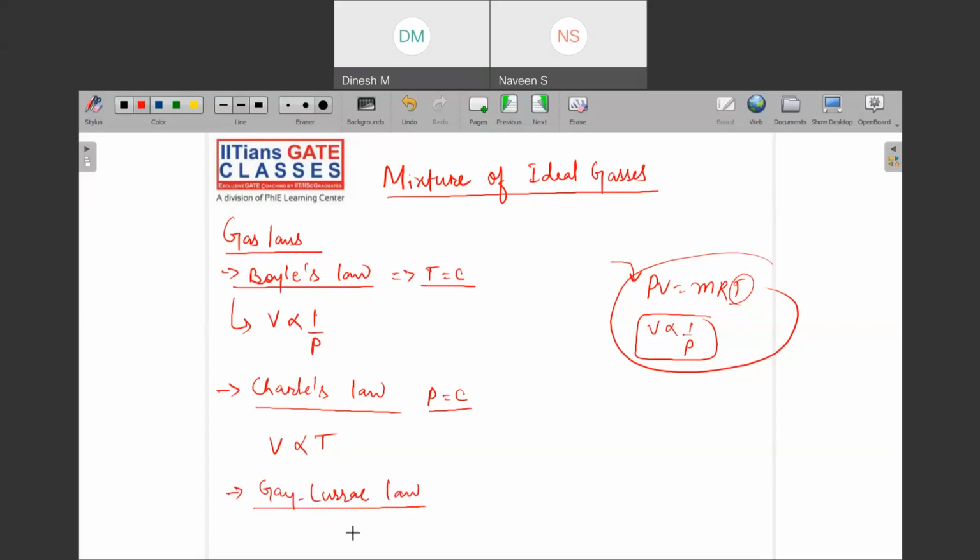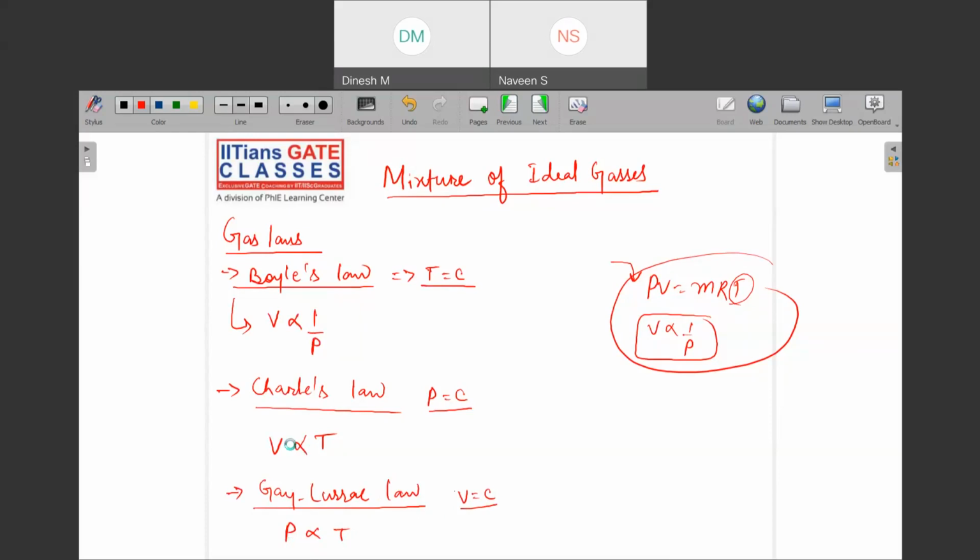This law says what? That if your volume is equal to constant, then your pressure is directly proportional to whom? Temperature. Like if your volume remains constant, then the pressure will be dependent upon temperature. So can you see that these laws can combine into what? Ideal gas law. We can see.